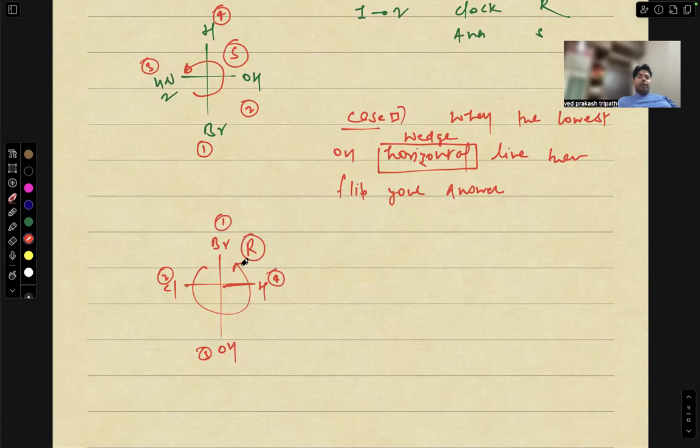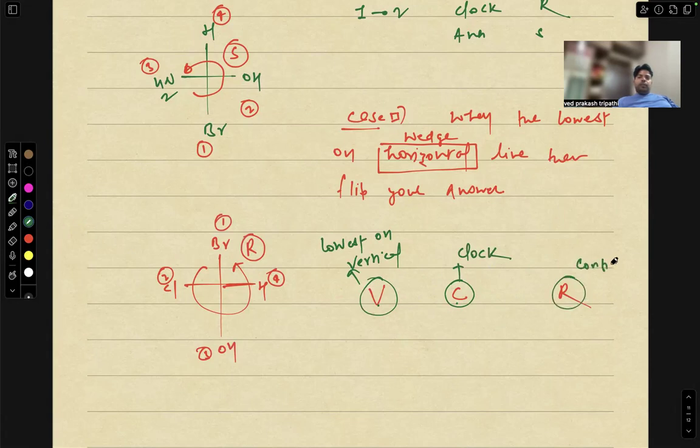And if you want to memorize the rule for this, you can memorize this: VCR. In the late 90s, we had a video cassette recorder. So you can memorize it like that, VCR. V stands for lowest on vertical. C stands for clock. R is my configuration. Now the rest you can write down.